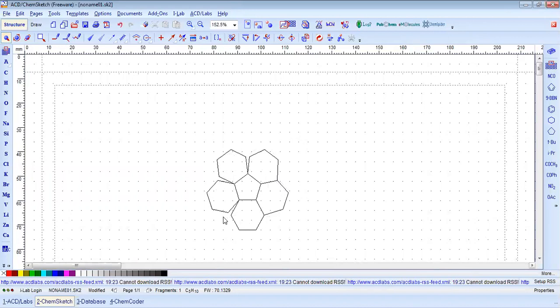Same is applicable to each ring. Just drag it and leave it at the other CH2 group. So now this structure becomes one five-membered ring and again five six-membered rings. And on each six-membered ring, again add a six-membered ring.